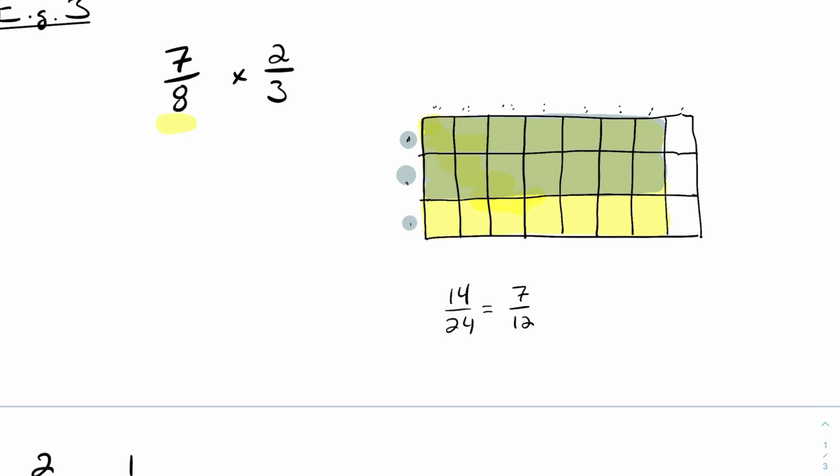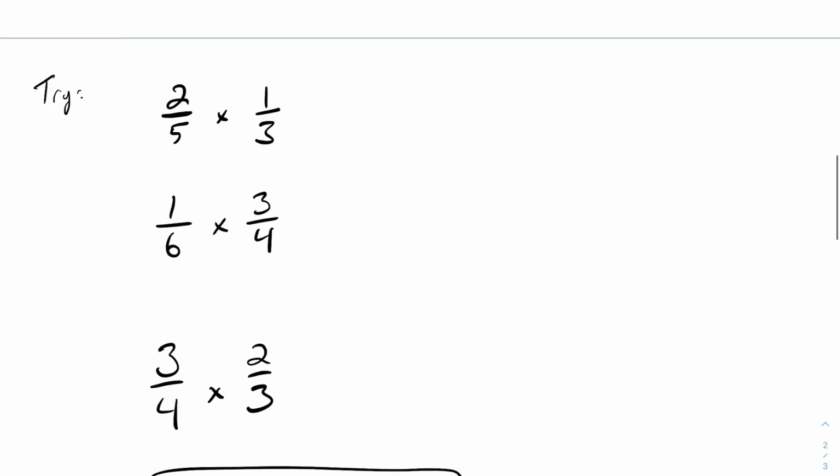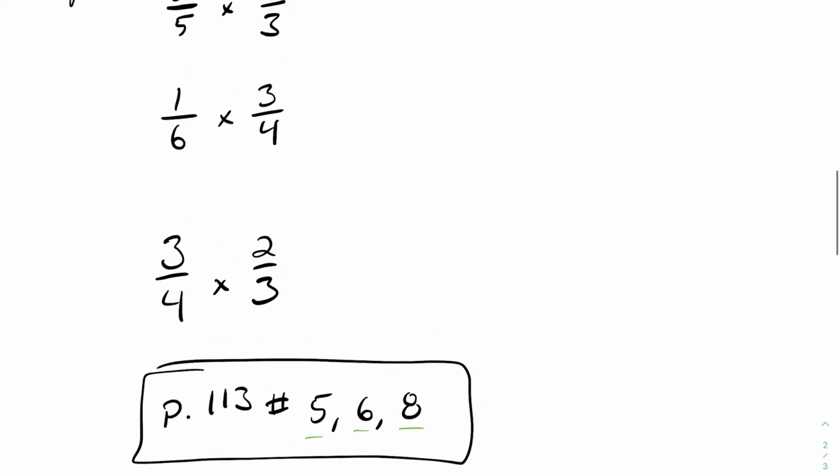And again, you may notice if we look back at our original question, we can multiply across, right? And we get 7 times 2 is 14 24ths, and then reduce to 7 12ths. But it's good to understand that visual of what is going on. So I'll give you guys a chance to try out these ones, and then in your textbook you can try out 5, 6, and 8 quickly, and then we'll have a second part for just some different models that we can use as well.